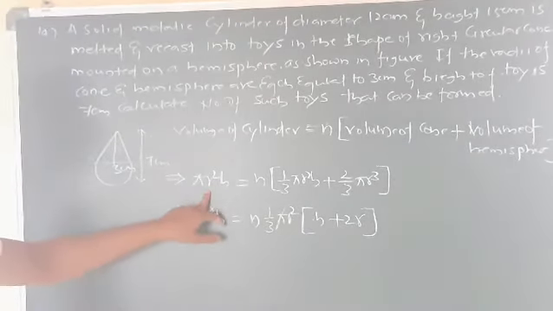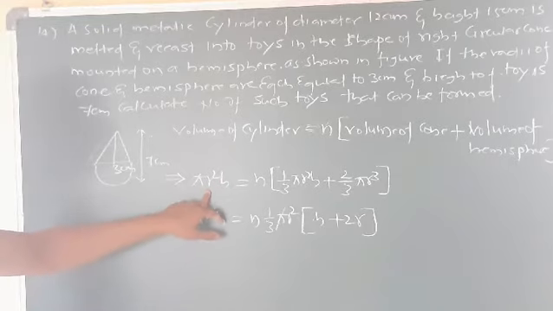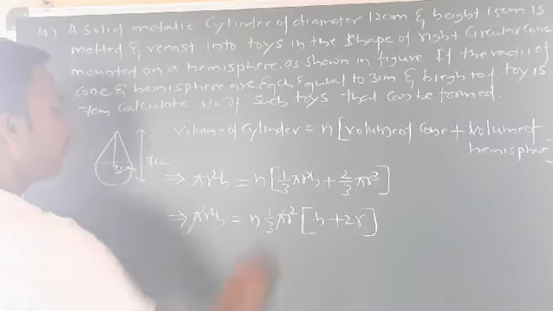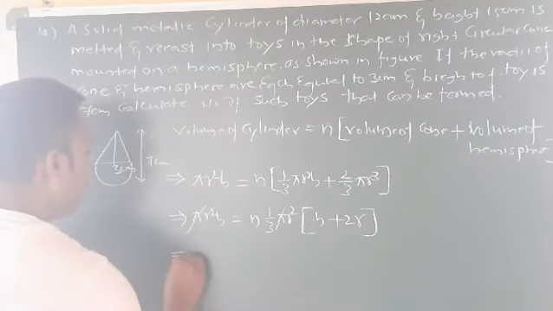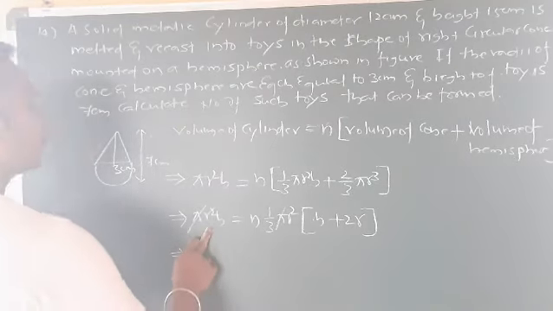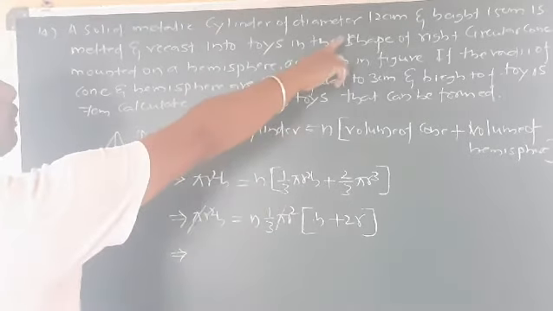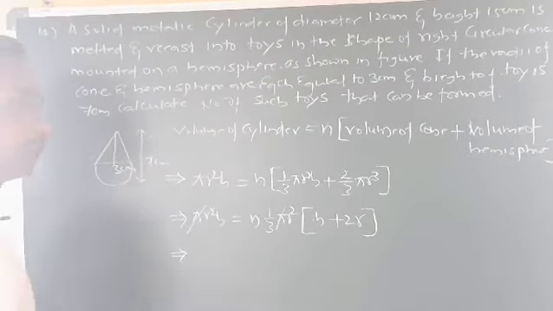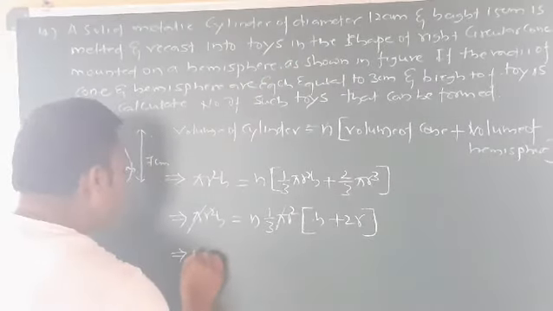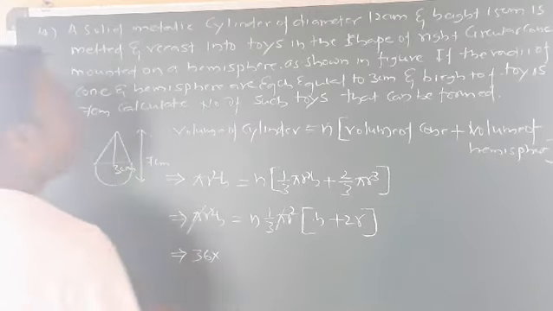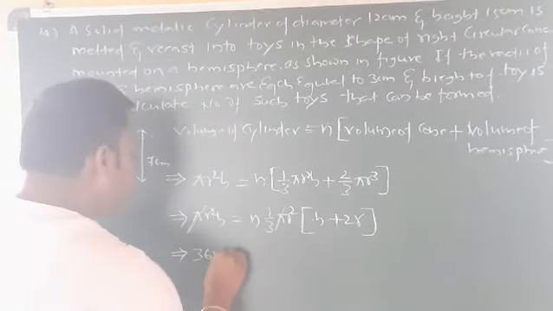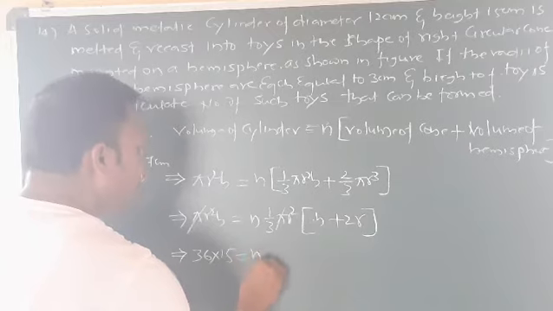The radius of this one is different. Diameter 12 means the radius is different. Pi gets cancelled here. Now next we have r square. The diameter given is 12 centimeter, so r is 6. So it is 36 into the height, which is 15. This is equal to n, keep as it is.